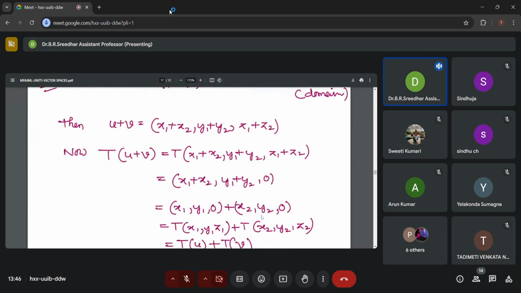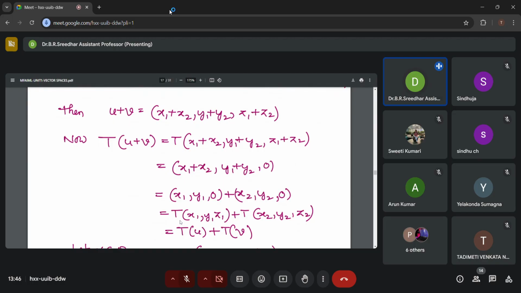Clearer? Now I am separating these terms into two different vectors for my convenience. First x1, y1, 0 and x2, y2, 0. I have written it like this for convenience. If I add these, will I get the same or not? Certainly, if I add these, I definitely get the original one again: x1 plus x2, y1 plus y2, plus 0. There is no doubt about that.